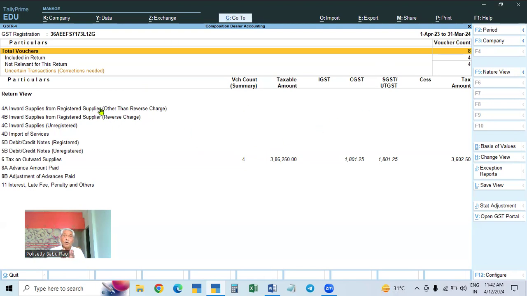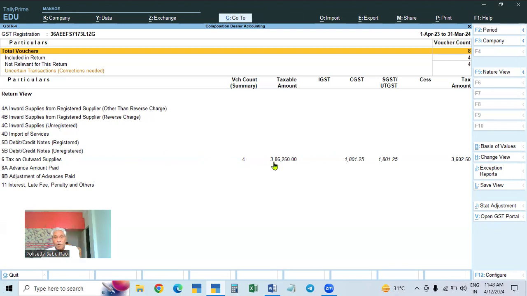And in these purchases also, where you purchase from registered persons, see here, purchases from registered suppliers and supplies from registered suppliers, this is forward charge mechanism. This is reverse charge mechanism: inward supplies from unregistered persons. This is from registered. From unregistered persons, what are the supplies, and import of services. And for this, there may be debit notes and credit notes also. So if there is any debit note or credit note, all these are to be shown. These are all purchases and debit notes, credit notes.